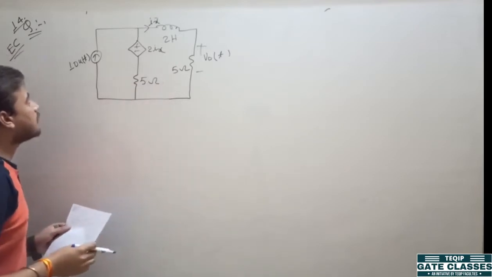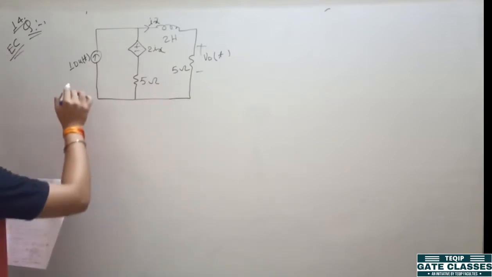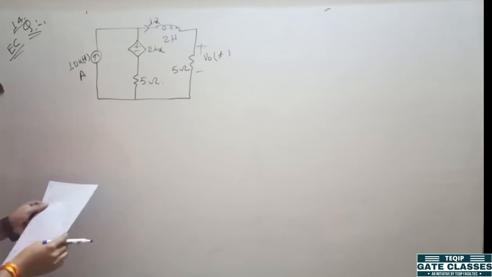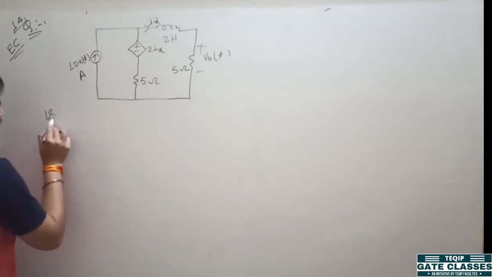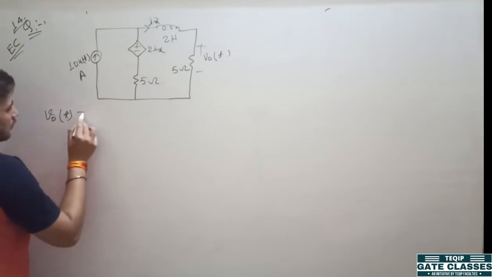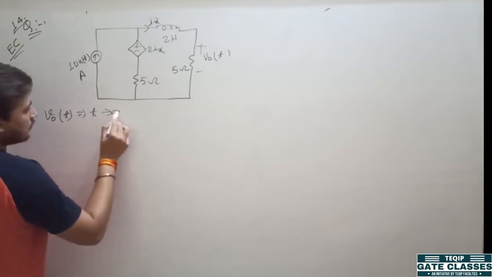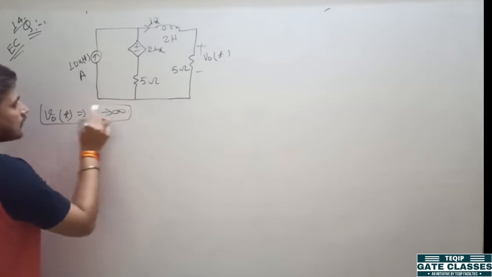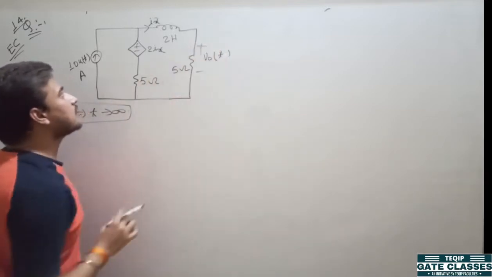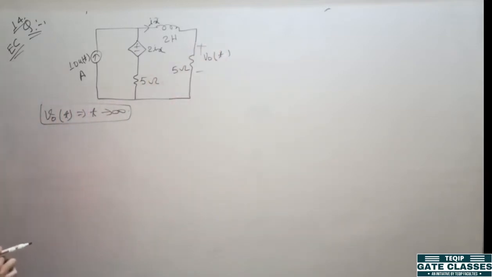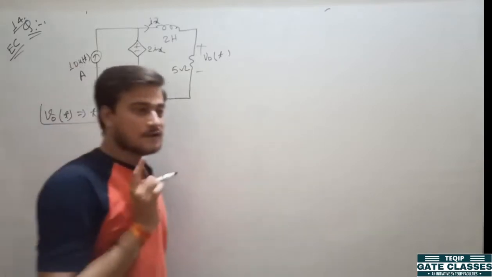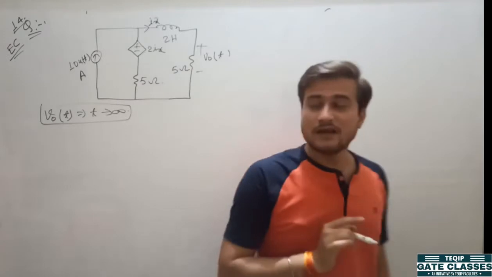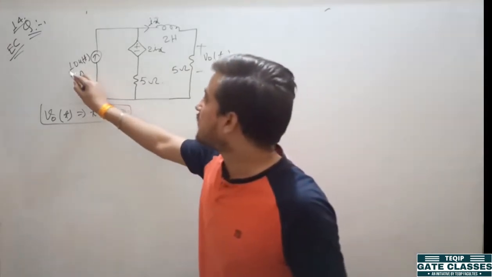Clear? The circuit is given like this one. We have to find the value of V0 t for t tends to infinity. That means this output voltage when the time t tends to infinity. Clear? So let us see. Here the switch is not given, but they have given 10 into ut.